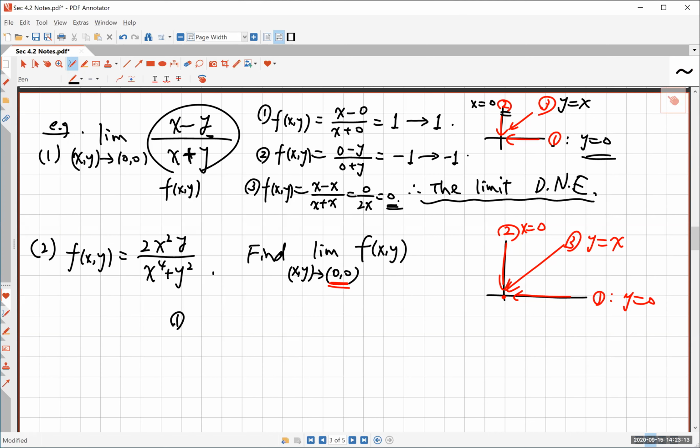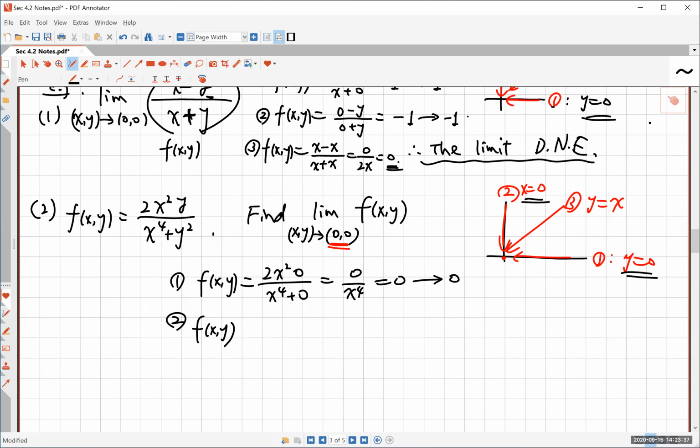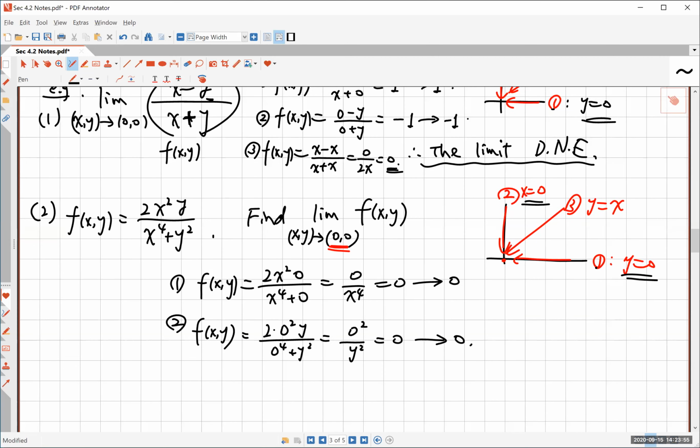Okay, so if you do number 1, f of xy, remember, according to 1, y is equal to 0. So this is the expression, and that's 0, okay? Remember, x is not 0, so this is constantly 0, approaching 0. Number 2, if you approach the origin along the path number 2, then x is 0, so this will be 2 times 0 squared times y over 0 to the 4th plus y squared, and that's 0. And so that doesn't give us any different value.